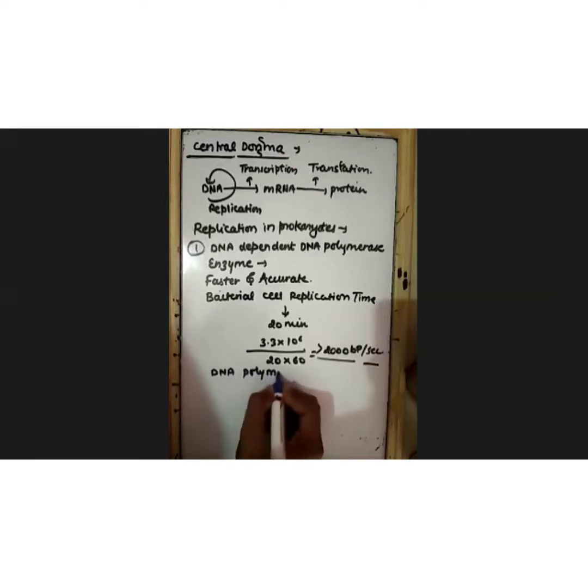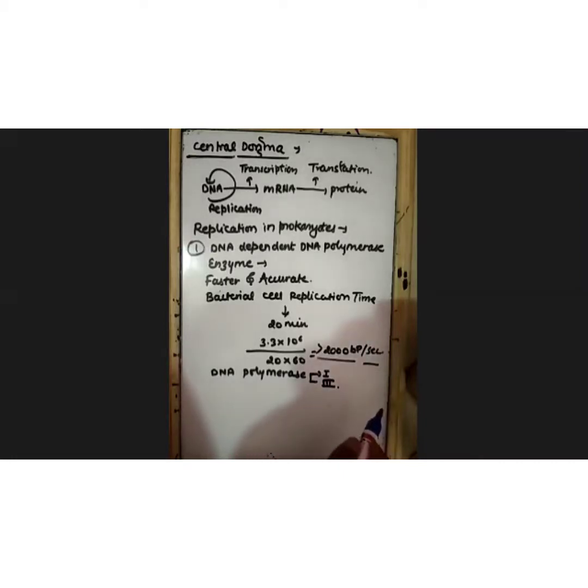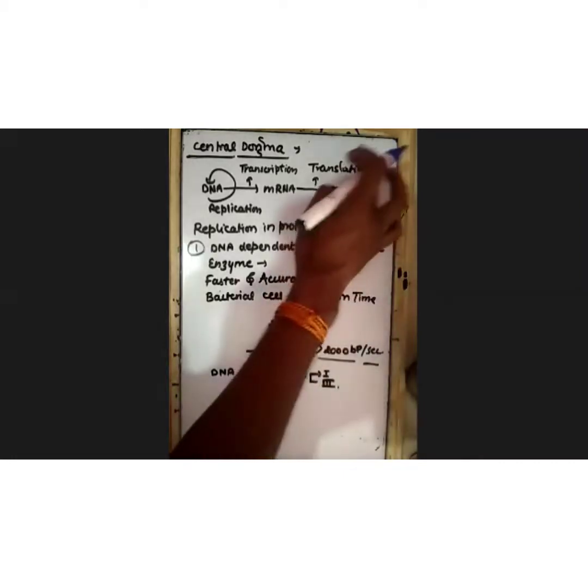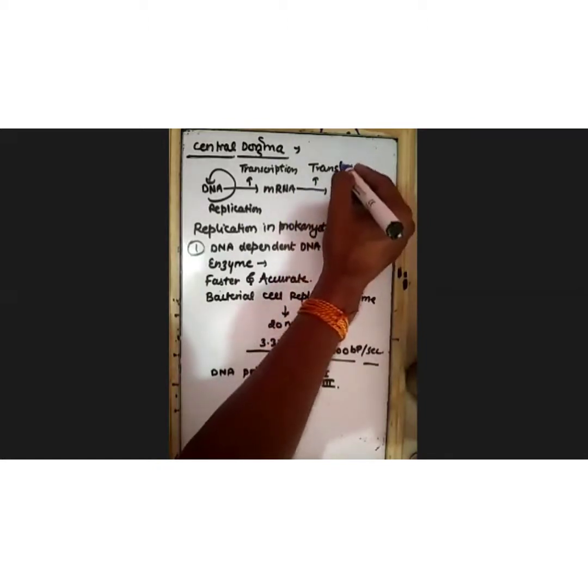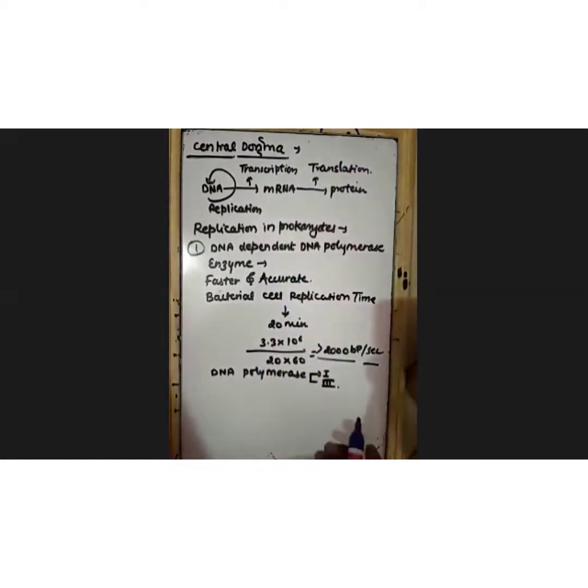And what is the accuracy? DNA dependent DNA polymerase has two types: DNA dependent DNA polymerase first and DNA dependent DNA polymerase third. They are responsible for the proofreading.